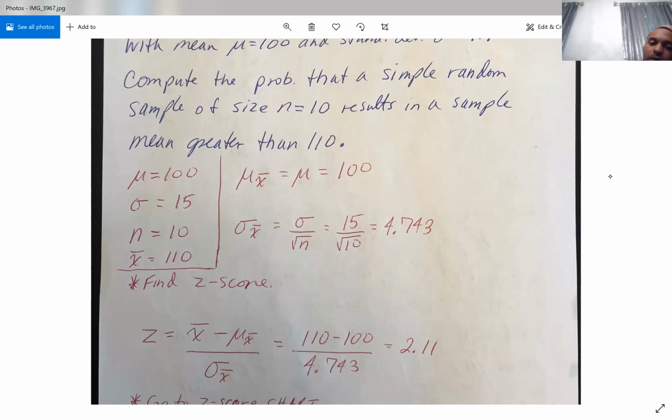The z-score formula is x bar minus the sampling distribution mean, over the standard deviation of the sampling distribution. Anyway, 110 minus 100 over 4.743 gives us 2.11. We always round our z-scores to 2 decimal places, so that's why we have 2.11.